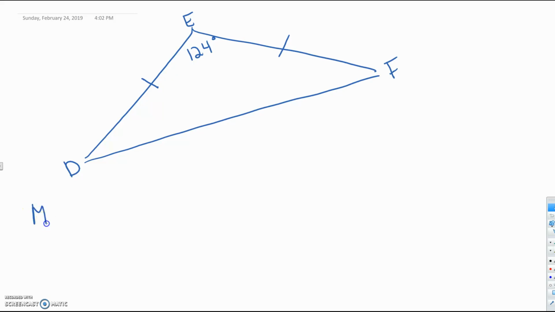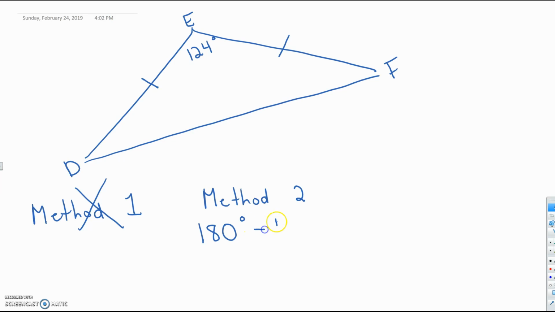So if we're doing method 1, it won't necessarily work because you can't add up just one angle. There's only one angle that is given. So method 1 is out. What we do need to do is know that the sum of the angles inside any triangle is equal to 180. So if we take that 180 and we subtract the 124 that is given, we're going to get 56 degrees.